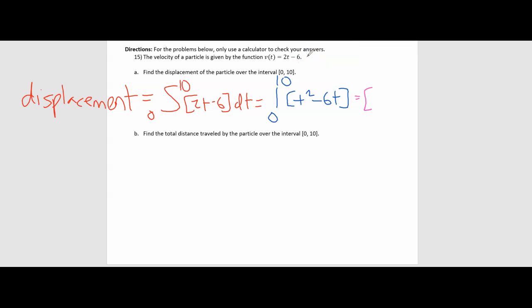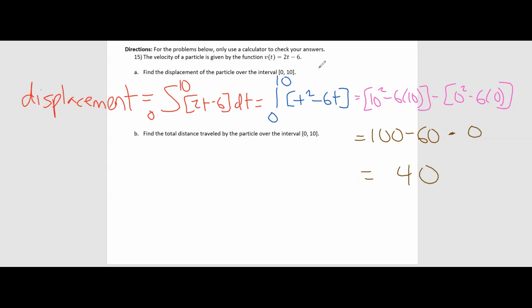So this is going to be equal to 10 squared minus 6 times 10, minus 0 squared minus 6 times 0. This will give me 100 minus 60 minus 0, which gives me 40. No units, so we can just leave it as 40.